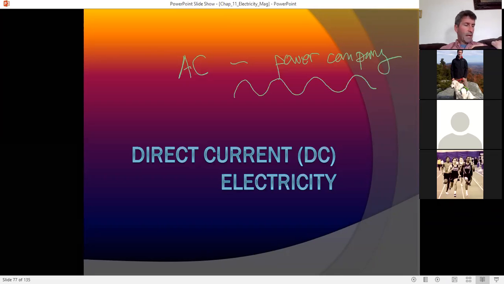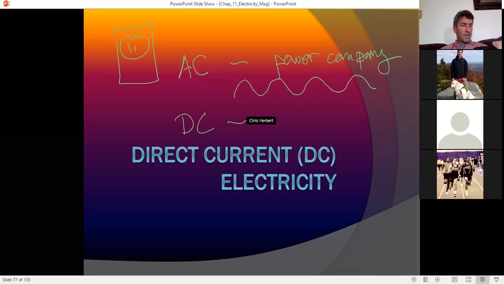That's why when you look at your outlets, one side's not labeled positive and one side's not labeled negative. There's actually one side which is hot, which has the alternating current coming through it, and another side which is neutral. So to label one positive and one negative doesn't make any sense. The voltage is always changing every 60th of a second.